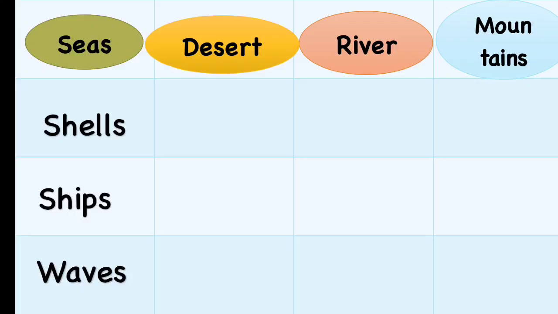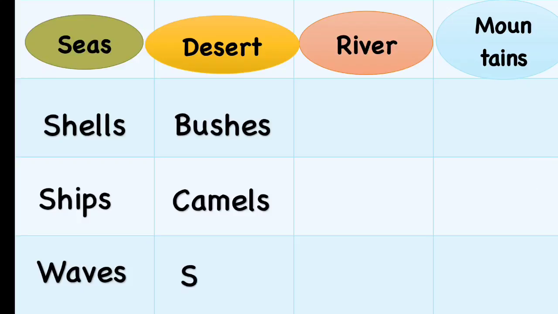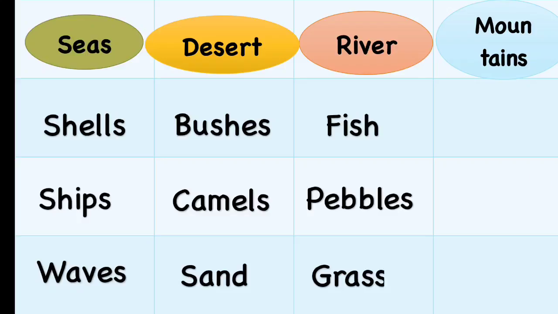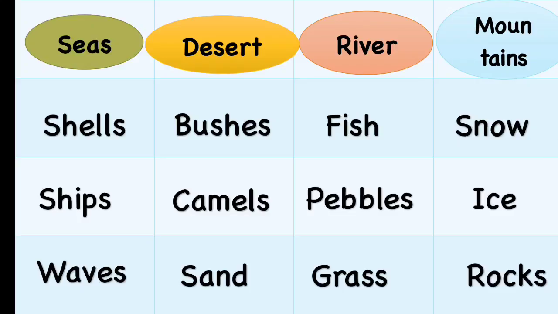What did he see in the desert? He saw bushes, camels, sand. And in the river, he saw fish, pebbles, and grass. In the mountains, he saw snow, ice, and rocks. Now, when we look at these settings, at these places, we can find the other different things that Gola found when he visited these places.